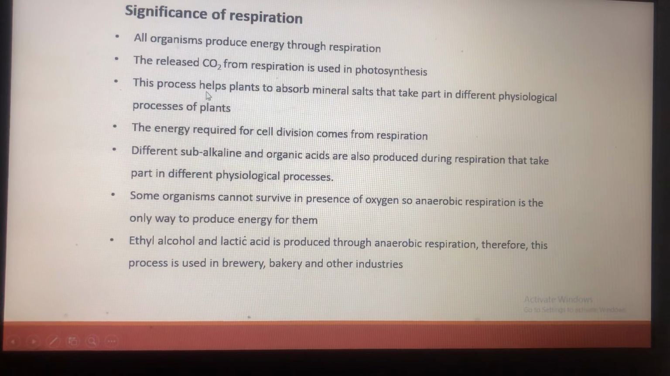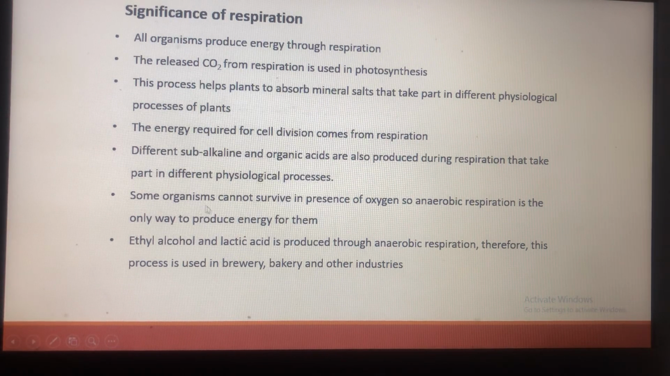This process helps plants to absorb mineral salts that take part in different physiological processes of plants. It also provides the energy required for cell division. When we were studying cell division, we got to know that energy is required, right? So the energy comes from respiration, because this is the only way that we can convert the energy into usable form. Different alkaline and organic acids are also produced during respiration, which take part in different physiological processes.